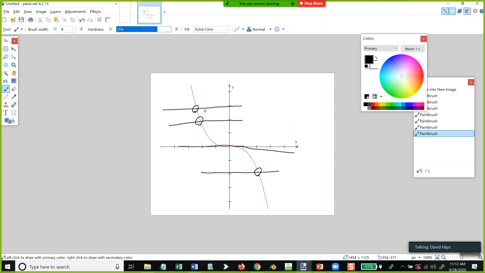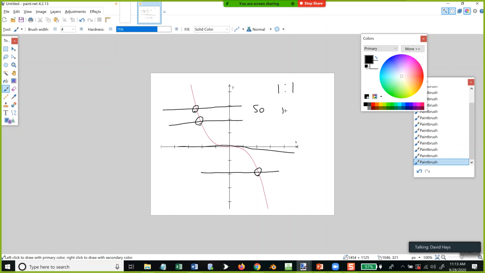So actually, there's no place I can draw a horizontal line where it intersects in 2 or more places, which would imply that this is 1-to-1. So the answer is yes, it has an inverse function.